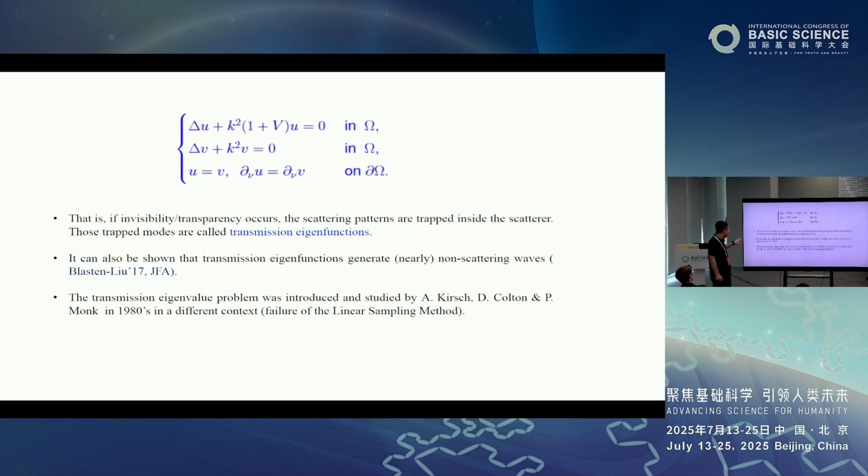All right. So here I want to put a historical remark: the transmission eigenvalue problem was introduced and studied in the 1980s, but in a different context. But here I want to say that there are infinitely many transmission eigenvalues. They form a discrete set. All right. So now.